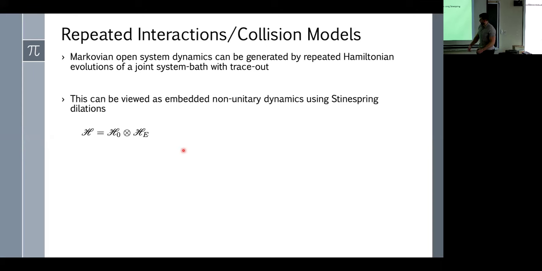Just to give some mathematical context, we have a Hilbert space with the free Hamiltonian, subscripted by zero, and our environment Hilbert space, where the environment is composed of m smaller discrete environment subsystems. We can write the total Hamiltonian like this: we have the free evolution, a free environment evolution term, and the interaction, whose strength is modulated by lambda.